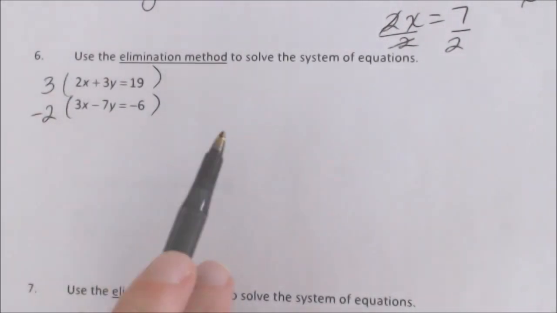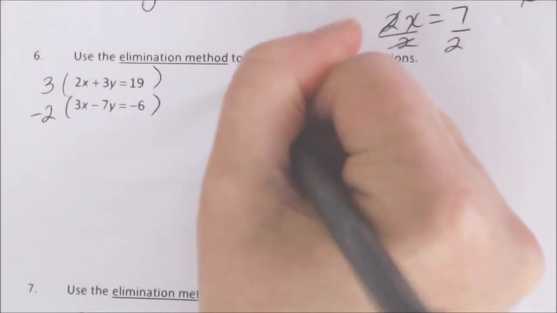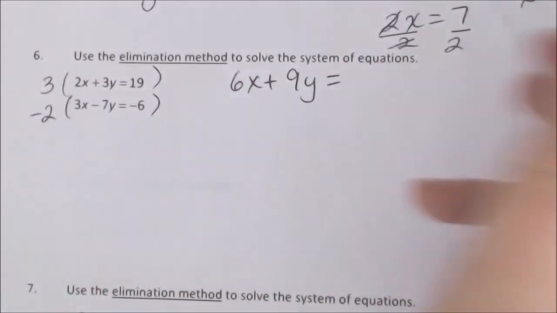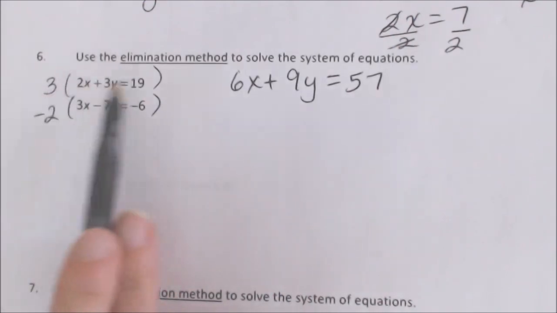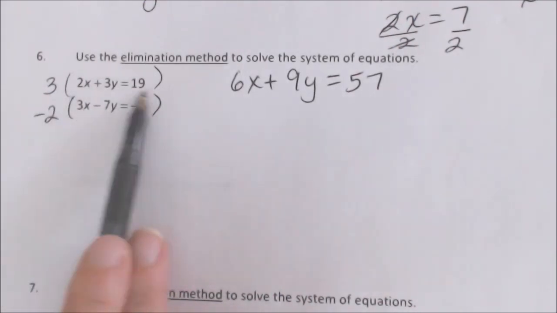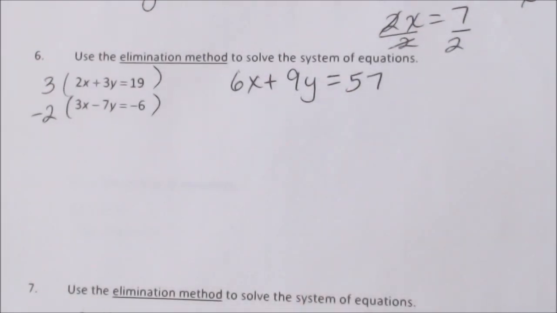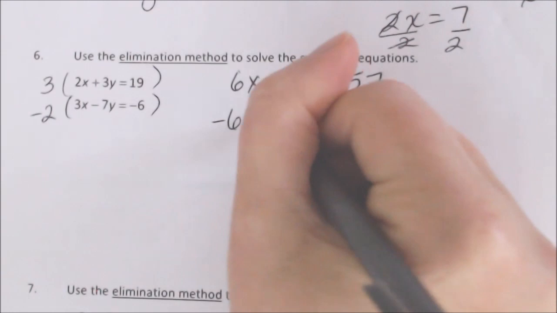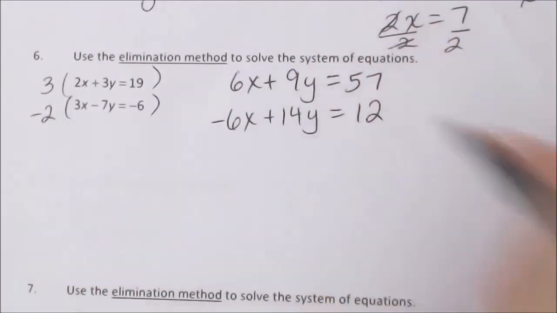I do need to rewrite both of these equations, so I'm going to rewrite the top equation as 6x plus 9y equals, let's see, 19 times 3, I believe that's 57. Make sure that 3 gets distributed to both sides of the equation. That's essential. If you don't distribute that number to the right side, you're not going to get the right answer. Let's do the same thing with the negative 2. We'll have negative 6x plus 14y equals 12.